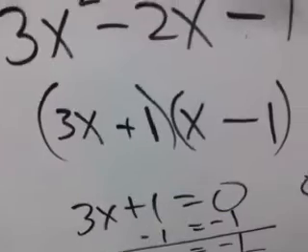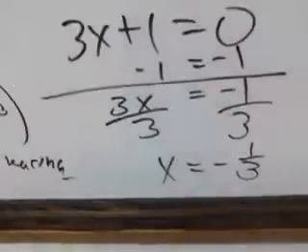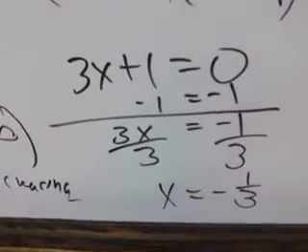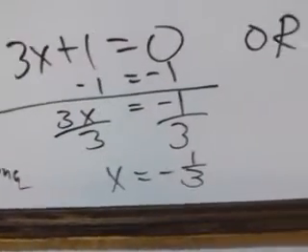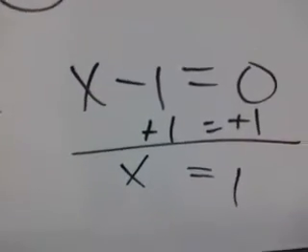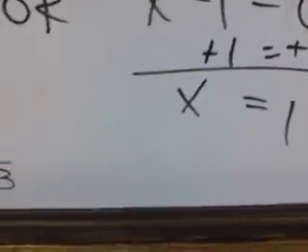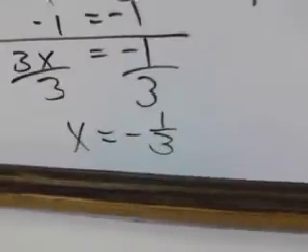We get 3x plus 1 times x minus 1. Then we set each factor equal to 0. For 3x plus 1 equals 0, we subtract 1 from both sides, and we divide by 3. We get x equals negative 1/3. For the other factor, we get x minus 1 equals 0. We add 1 to both sides, and we get x equals 1. So those are our critical values. And those are the values of x wherein we have a horizontal tangent line, which means the slope is 0.